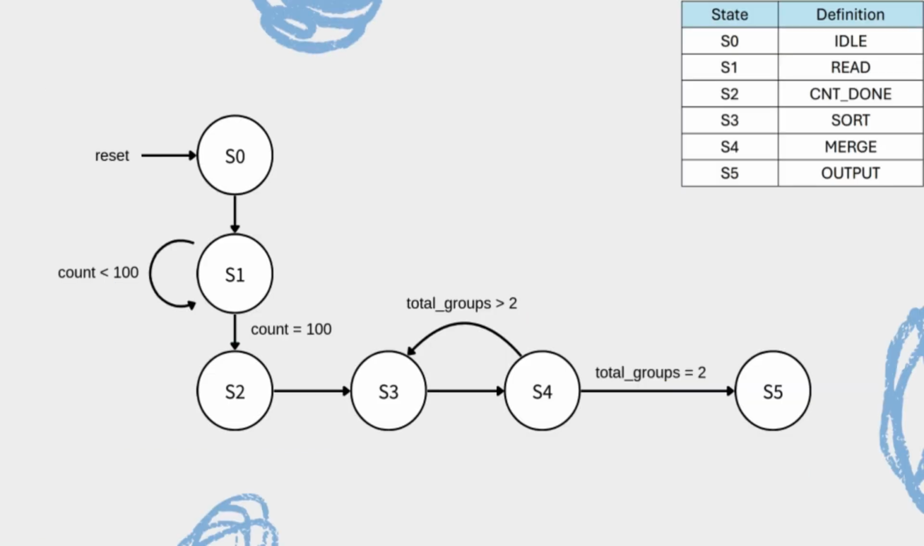This slide shows the state transition diagram for the Bitonic-based design. The system mainly loops between stage 3 for sorting and stage 4 for merging. However, due to timing constraints, in the actual implementation, we stop the process when the total number of groups reaches 2 and directly output the results.